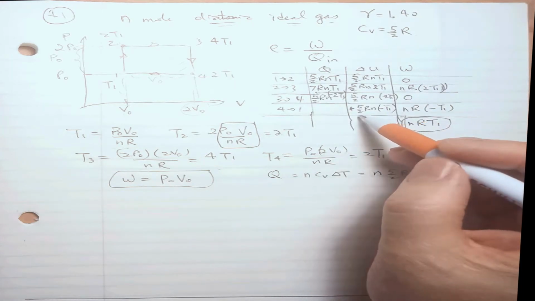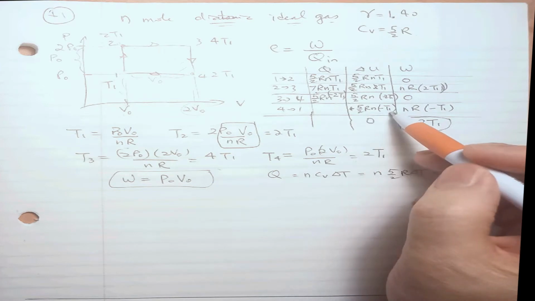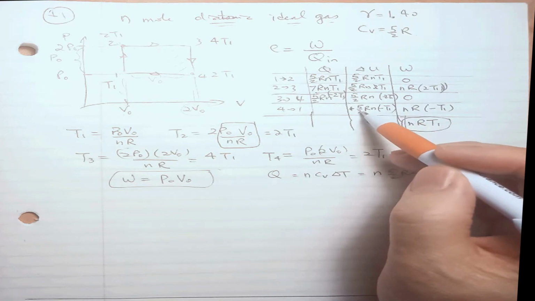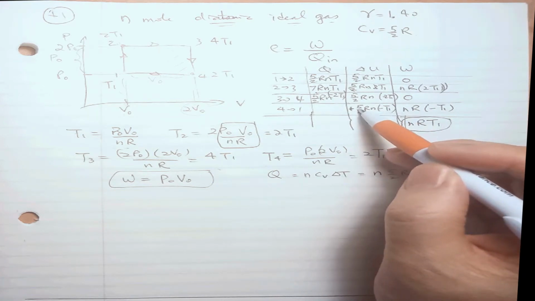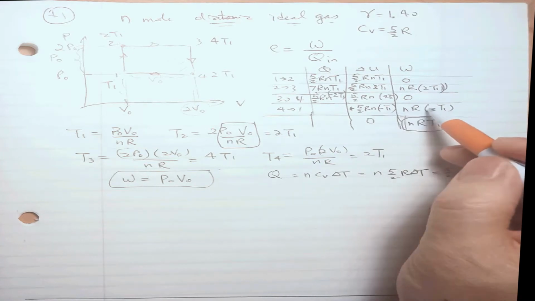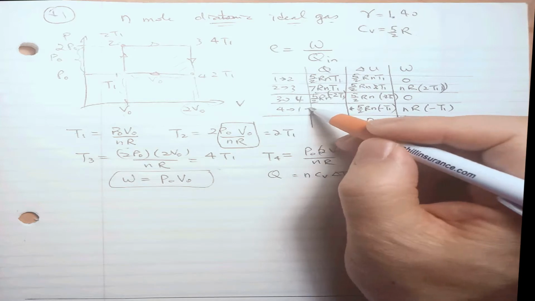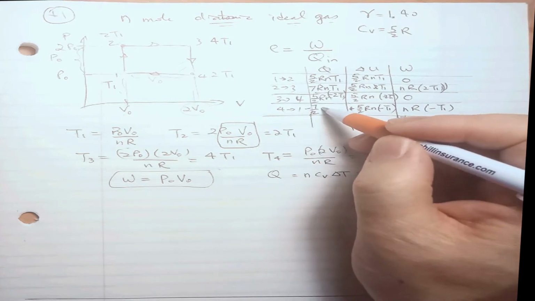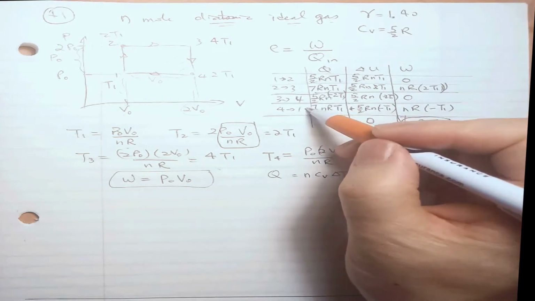Similarly here, now, okay, here's going to be a fraction. So this is negative 2.5 nRT1, negative nRT1. So negative 1, negative 2.5, negative 3.5. So negative 3.5 is the same as negative 7 halves nRT1, okay?